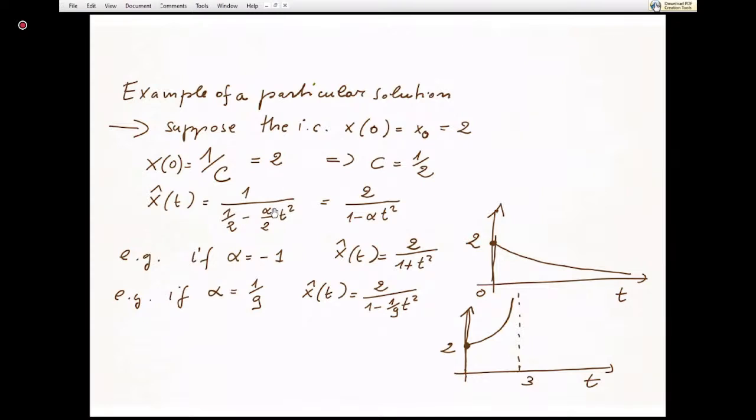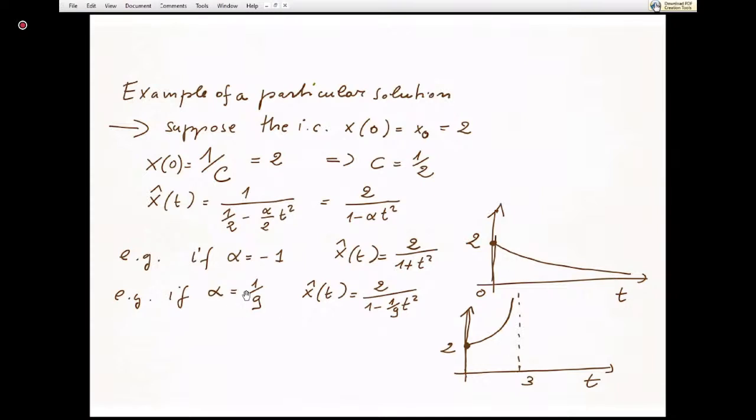Alpha is a parameter. I can multiply both numerator and denominator by 2. It becomes 2 divided by 1 minus alpha t squared. Now, what does this solution look like for specific values of this parameter alpha? If alpha is equal to -1, for instance, this becomes +1, so it's 2 divided by 1 plus t squared. It is a trajectory like this. It starts from 2, because the initial condition is 2 in any of these examples, and then it decreases like this.